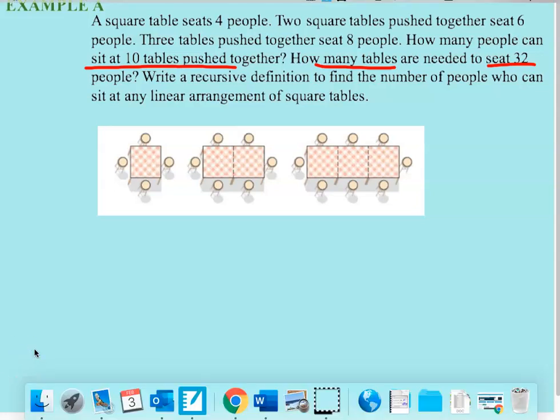Okay, so Isaac, how many people can sit at 10 tables pushed together? 22. Did all groups get 22? Yes. All right. How did your group figure out 22? What did you guys do? So basically, you need 2 people at the end. So basically, you subtract 2, and then you just multiply by 2s. Oh, okay. So each table has 2 people, right? Plus the 2 at the ends. Yeah. Okay, that works. That makes sense.